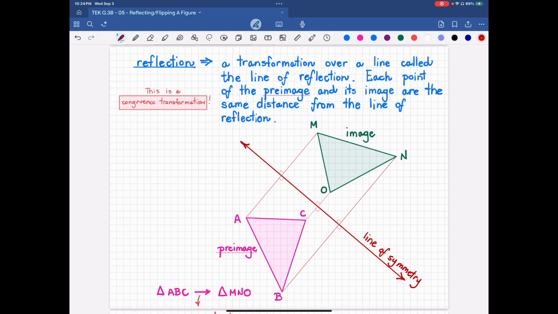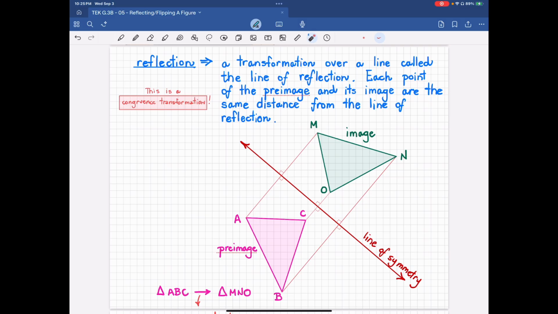Our first task is to understand just what a reflection is. The official definition states it is a transformation over a line called the line of reflection, also called the line of symmetry, where each point of the pre-image and its image are the same distance from the line of reflection.